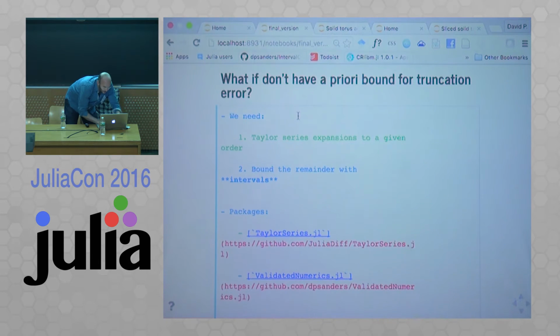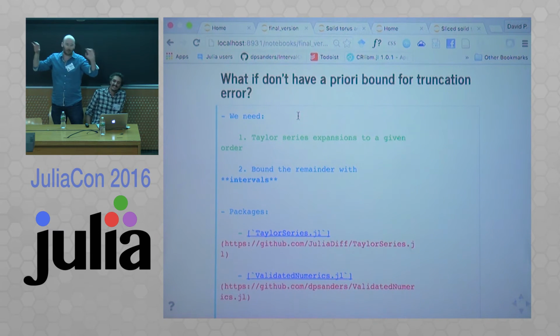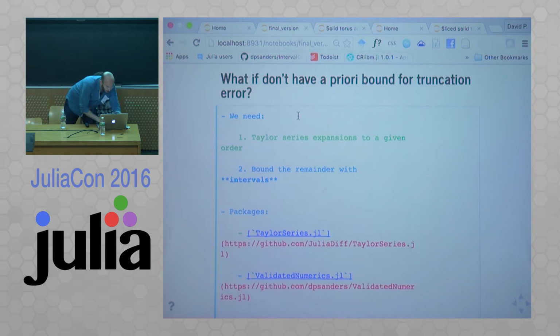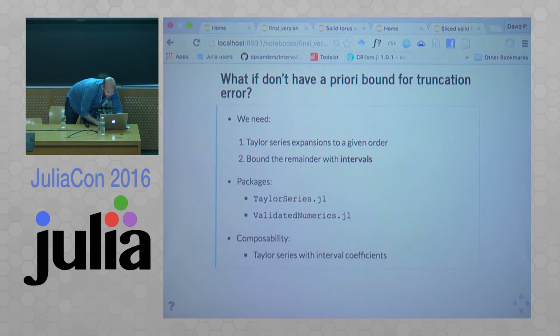Okay, so what if we don't have these a priori bounds, or what if we can't do this expansion by hand because it's some complicated function? So what do we need then? We need a way to expand the function in Taylor series, and a way to bound the remainder using intervals, but that we can just get the computer to calculate with no interference from us. So we're going to use these two packages. We've seen validated numerics, now we're going to see Taylor series.